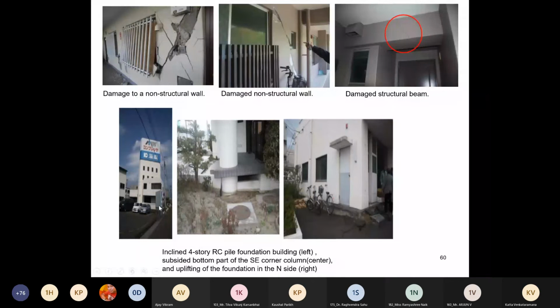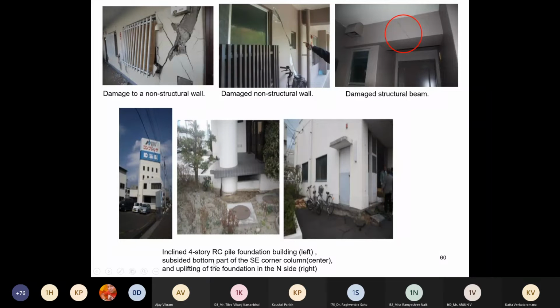Then other building damage examples are shown. Damage to a non-structural wall, infill wall. Damage to non-structural wall, again shown here. Cracks developed. Here, crack to a beam, structural beam, load-bearing beam. Crack has developed. This is a 4-story building, inclined 4-story RC building.